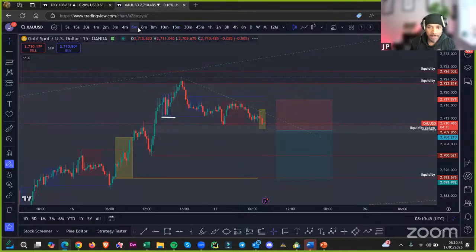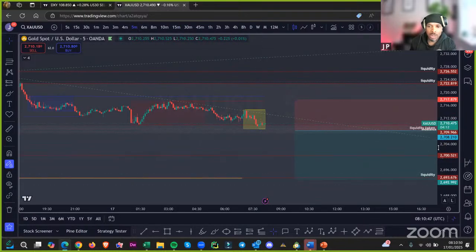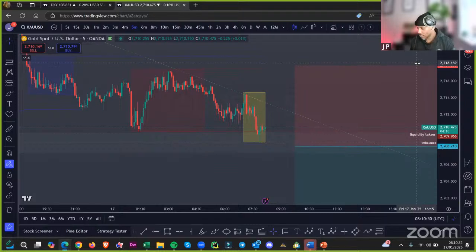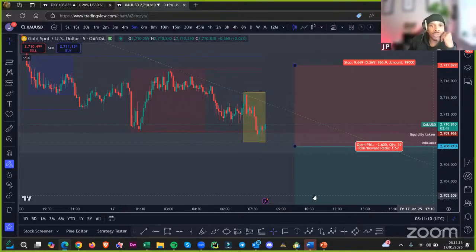All right. So we're going to be going no lower than the 5-minute time frame. We are going to be going absolutely no lower than the 5-minute time frame. And even then, we are going to be making sure that our stop losses are above swing highs.